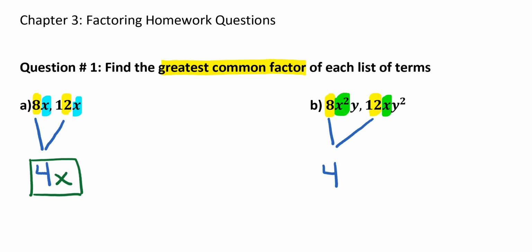So which one's smaller, x squared or x? Well, x is smaller because it has fewer x's, so I can pull that out. And then let's take a look at the y's here. I have one y here and two y's there. Which one's smaller, a single y or two y's? Well, a single y is smaller, so we always take out the smaller variable when we're finding the greatest common factor when we're dealing with variables. So my answer here would be 4xy as the greatest common factor.